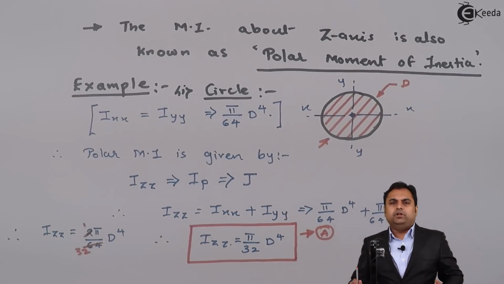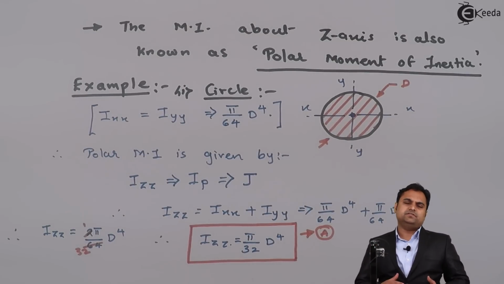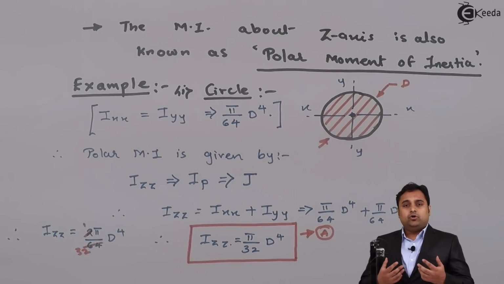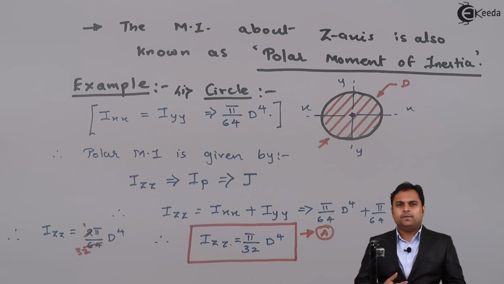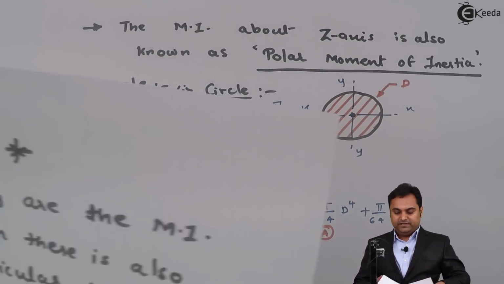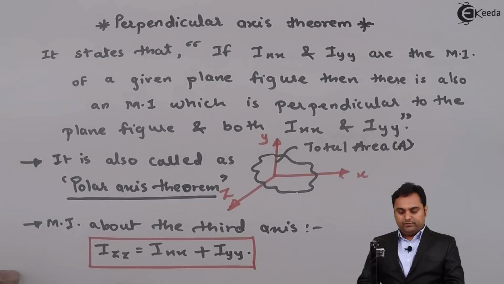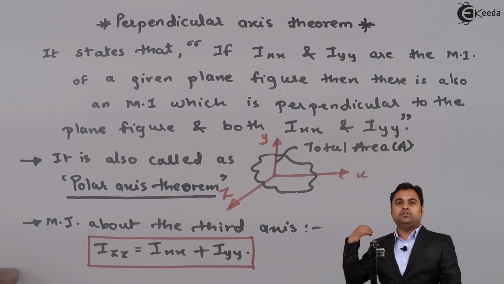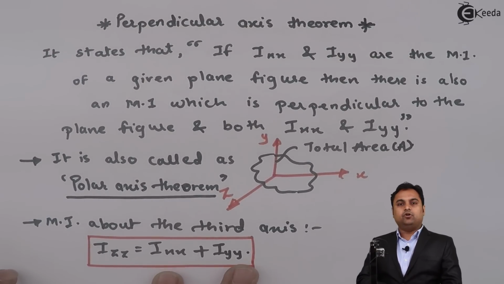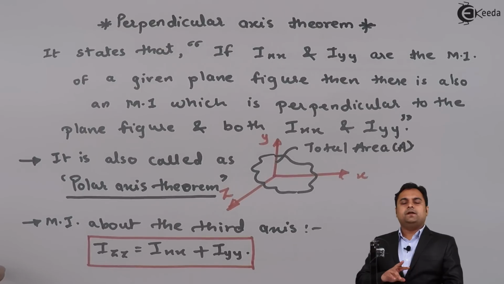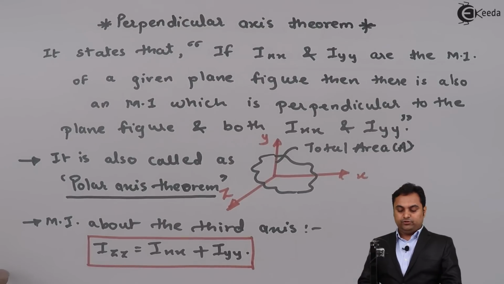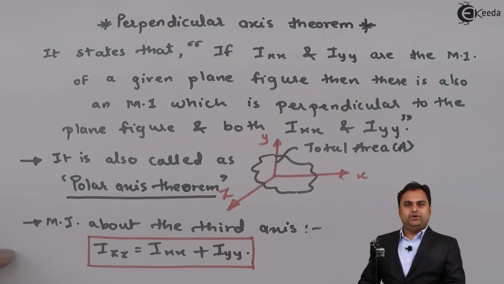Similarly, we can calculate polar MI for each of the plane figures. That is, we can calculate polar MI for a rectangle, we can calculate it for a hollow circle, quarter circle, semicircle, anything. But we have understood from the perpendicular axis theorem that the polar moment of inertia, that is the moment of inertia about the third axis, is the addition of the MI of the two centroidal axes. That is, if I add Ixx and Iyy, that is going to give me the value of Izz. So in this video we have seen what is meant by perpendicular axis theorem along with polar moment of inertia.